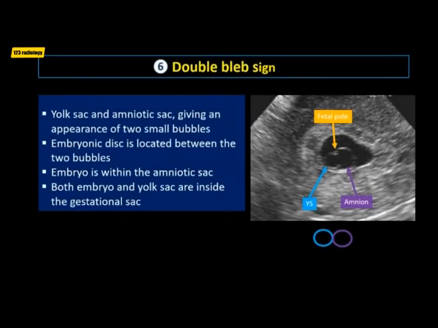Double Bleb sign. It is a sonographic feature where there is visualization of a gestational sac containing a yolk sac and amniotic sac, giving an appearance of two small bubbles called double Bleb sign. The embryonic disc is located between the two bubbles. The embryo is within the amniotic sac. Both embryo and yolk sac are inside the gestational sac. It is an important feature of an intrauterine pregnancy, and thus differentiates pregnancy from a pseudogestational sac.